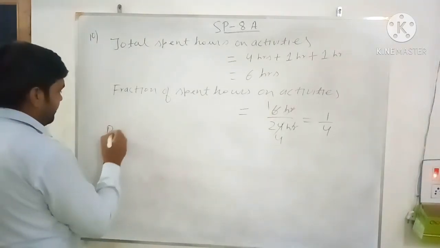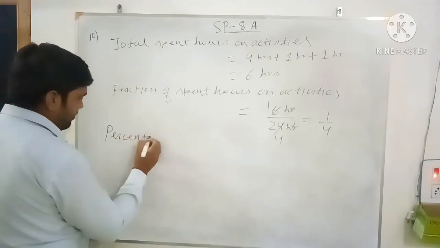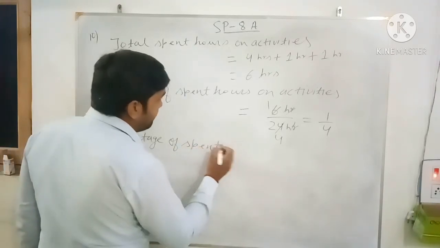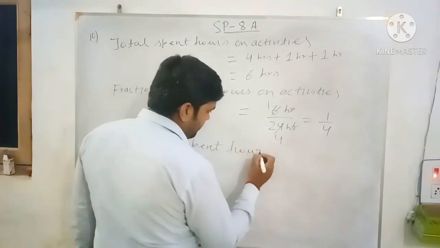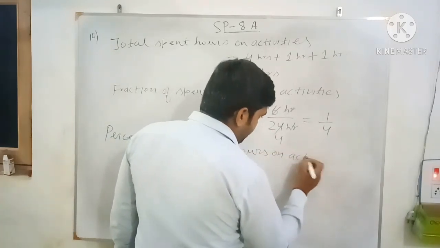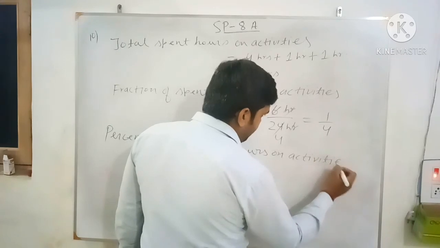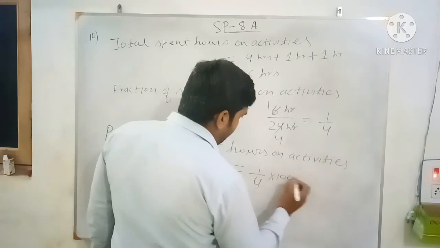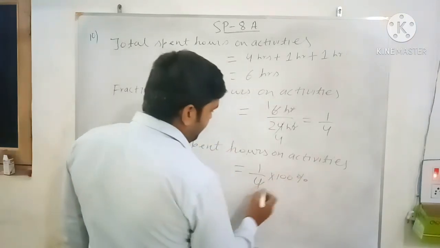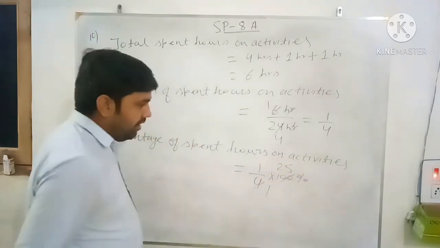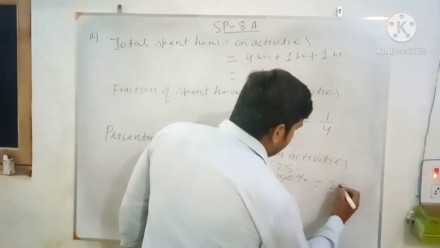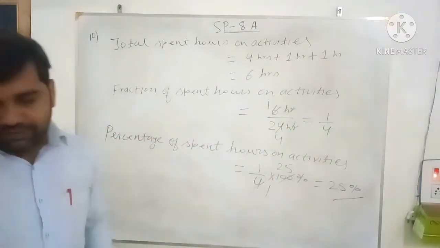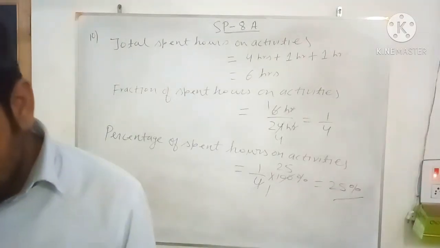Now the percentage. The percentage of spent hours on activities equals, multiply the fraction by 100, it will be converted into the percentage. So 4 1s are 4, 4 25s are 100. So the answer will be 25%. So the percentage of spent hours on the activities by Prashant is 25%.